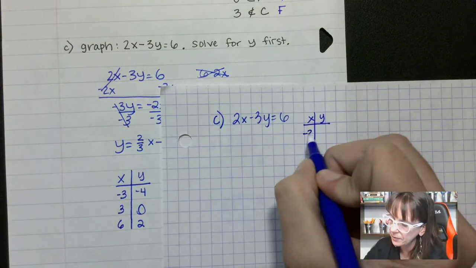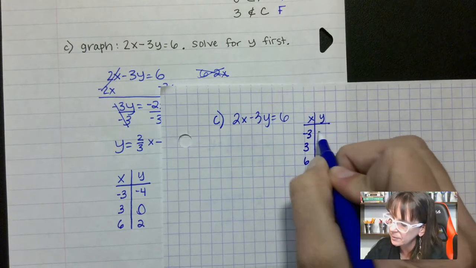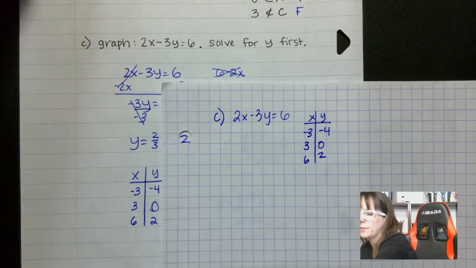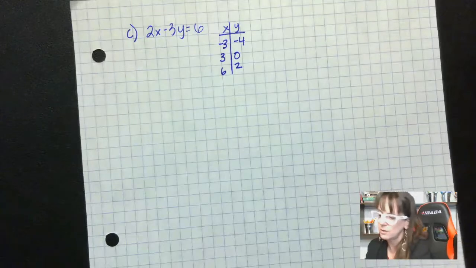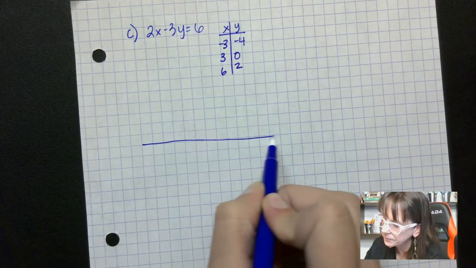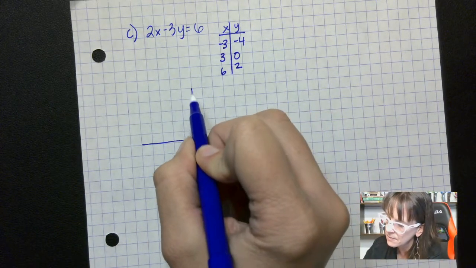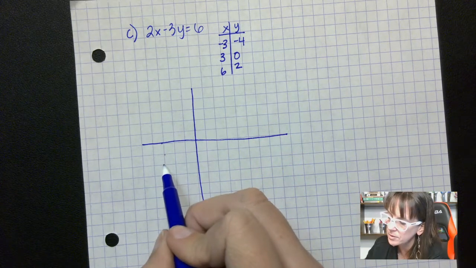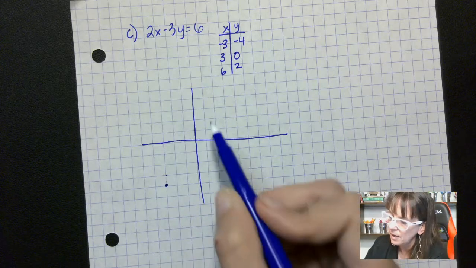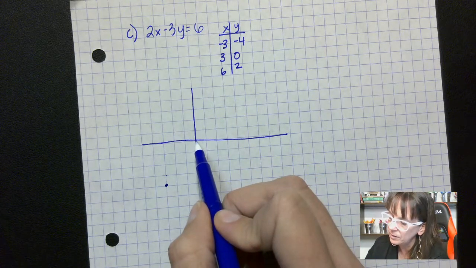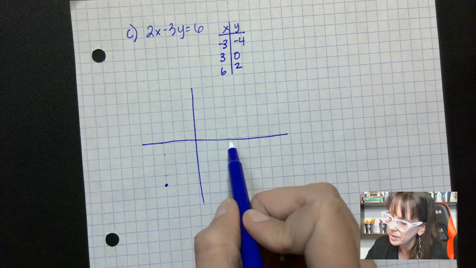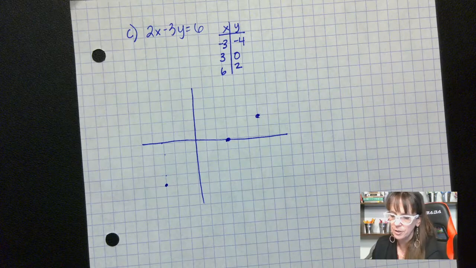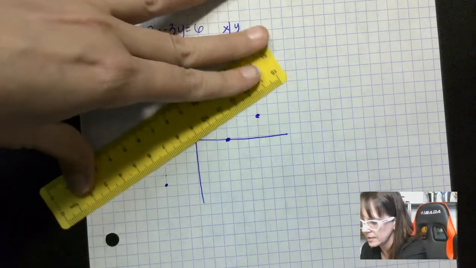Okay, so let's go ahead and graph this guy. So we have negative 3, 3, and 6, and then we have negative 4, 0, and 2. All right, let's clear that out of the way. So when we do this, we have, just like that, we go over negative 3, 1, 2, 3, and down 1, 2, 3, 4. Then we go over 3, up 0. We go over 6, up 2. And sure enough, you'll see that that line is starting to take shape there.